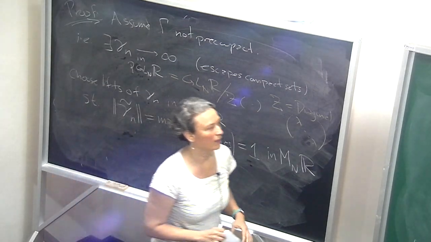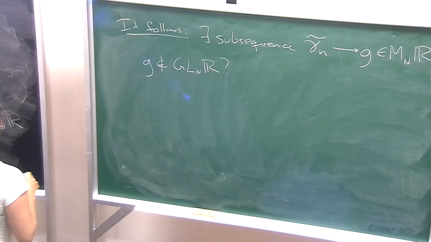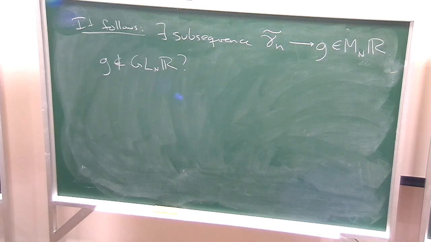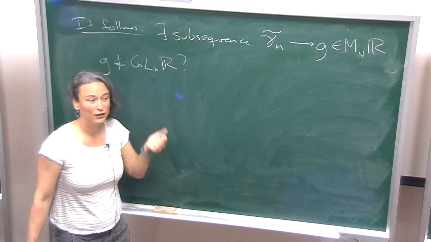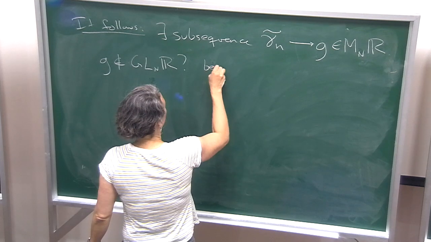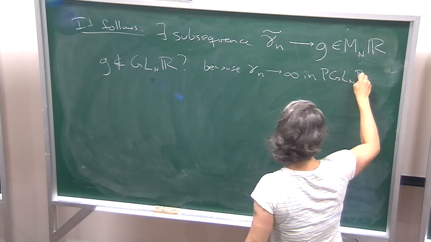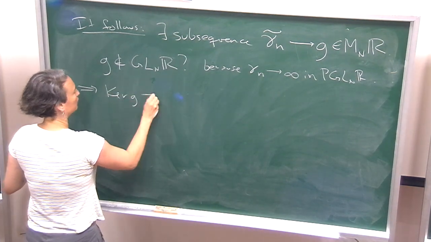Now, why do I know that G is not in GL_N(R)? Well, this was going to infinity here, so it's also going to infinity in the lift. But going to infinity doesn't mean my norm is going to infinity. It just means I'm leaving the GL_N group. What does it mean to be in GL_N? It means I'm invertible. If I fail to be invertible, I have a kernel. So this is because the gamma_n are going to infinity in PGL_N(R), and so the conclusion is that the kernel of G is not 0.